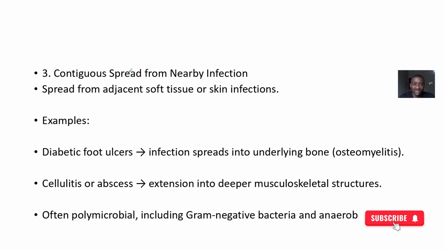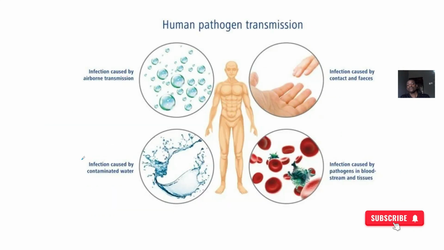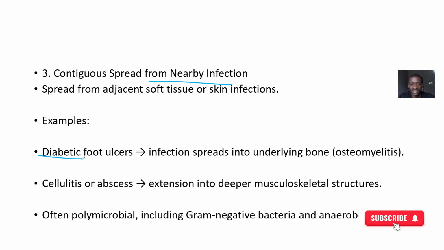Then we have the contiguous spread from a nearby infection. That one just simply has to do with there's an infection close by. So before you know, the infection now moved to the next compartment. Okay, diabetic foot ulcers, cellulitis, this group of cells are affected. Before you know, it's spreading to this group of cells. Do you understand? So that's what we got. All right. So these are the different ways in which microorganisms are able to get to the musculoskeletal system.